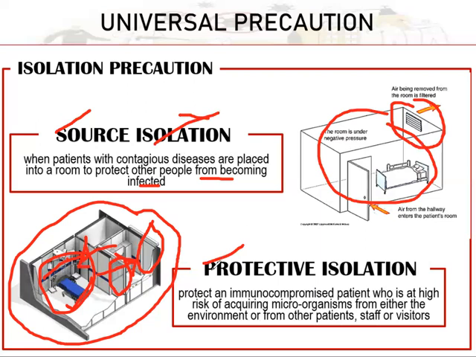While protective isolation, what is the meaning of this, ma'am? This is for our immunocompromised patients, such as those with HIV. For a patient with HIV, a simple cough or simple colds can lead to their death. Their immune system cannot fight even a very, very simple infection. That is why we need to protect the patient. We will isolate the patient so they do not catch illnesses from the outside.